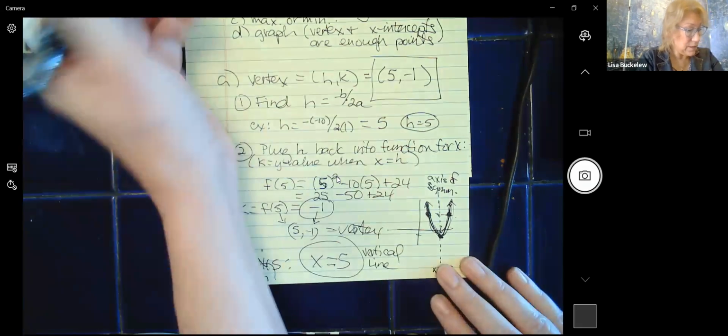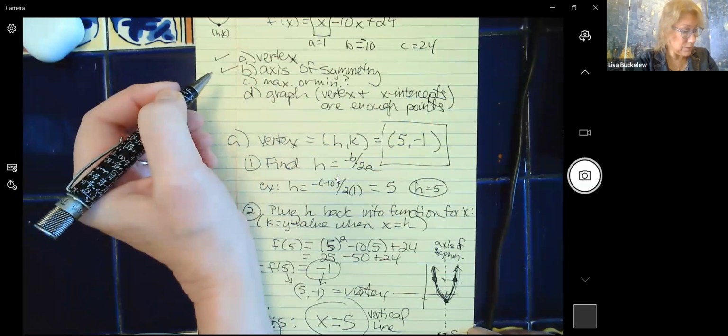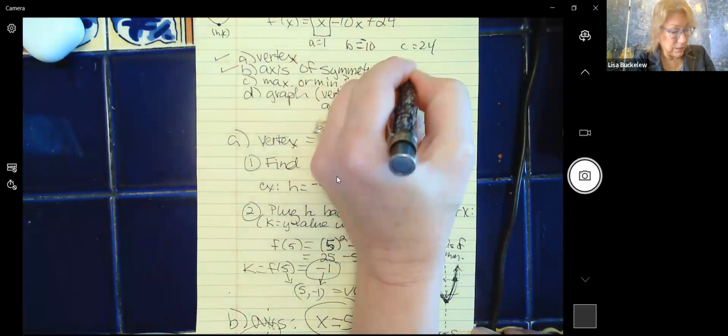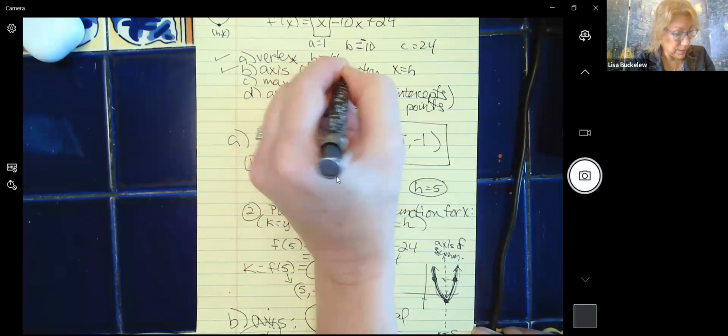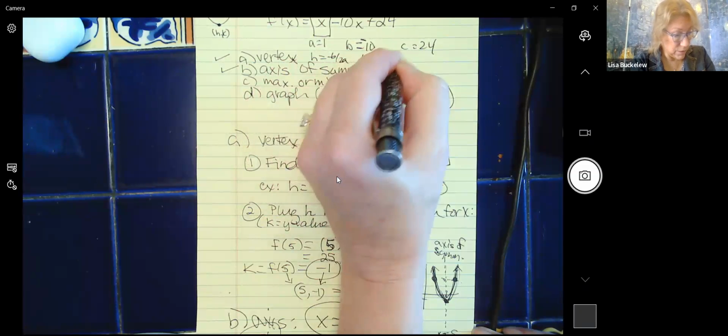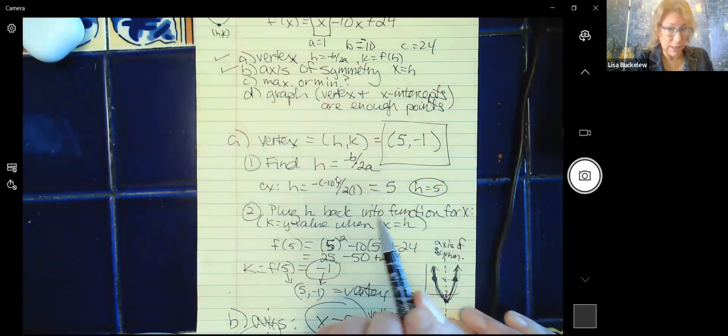All right, so we've done the vertex. Just do h and k separately. We've done the axis of symmetry, which is just let x equal h. For the vertex, h is negative b over 2a. K is f of whatever you just figured out for h. I'm just giving you some summary. This is all on that sheet of paper.